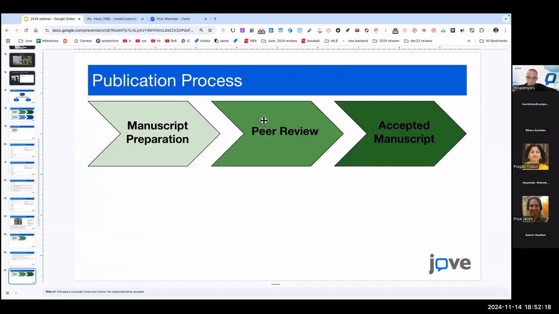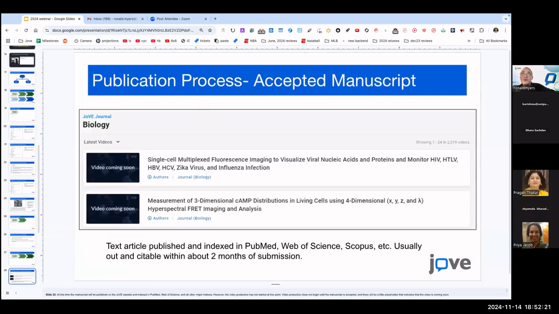Okay, so it goes through the peer review. Once the manuscript is accepted, the manuscript itself will be published on our website with a little message that says video coming soon. Many scientists are eager to have their publication indexed in PubMed as quickly as possible so they can add it to their CV. This allows for that. As soon as the text is indexed in PubMed, you will have the citation. You can use it on your CV, and then the video will take a couple more weeks to complete, and then that will be added.